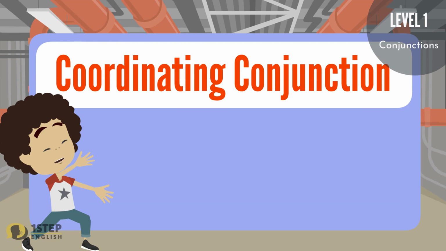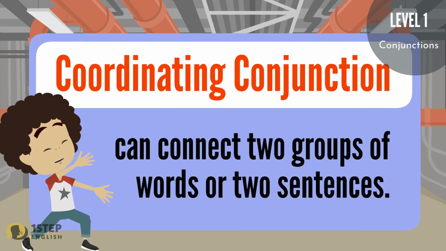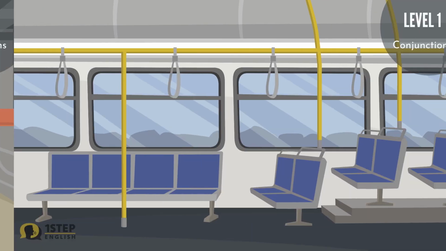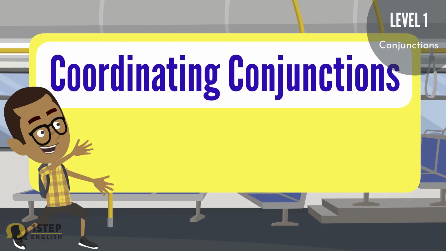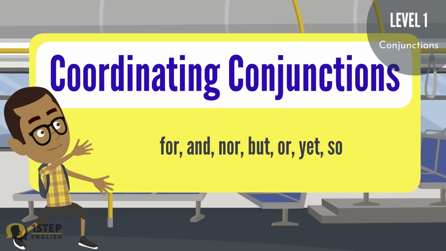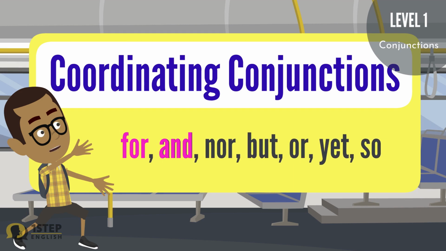Coordinating conjunction. It can connect two groups of words or two sentences. Then, the sentence formed when a coordinating conjunction is used is called a compound sentence. Here are the coordinating conjunctions, which you can call FANBOYS: for, and, nor, but, or, yet, and so.